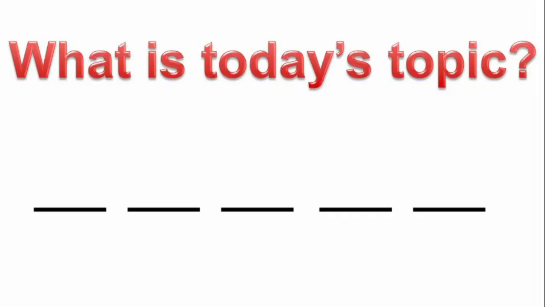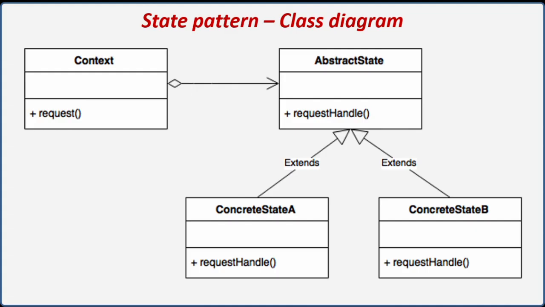Today's topic is implementing the state pattern in Unity. The state pattern is a design pattern that allows for an object to appear to change classes at runtime. You can think of the state pattern as an alternative to a state machine. The end results are very similar, but the way you write them are very different.